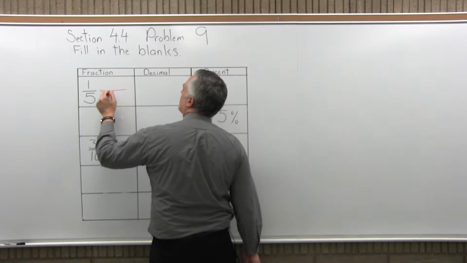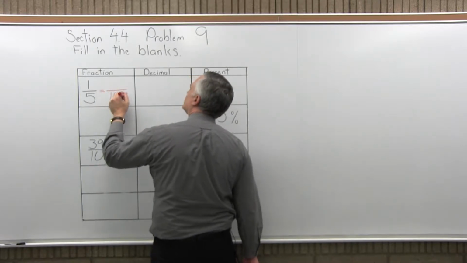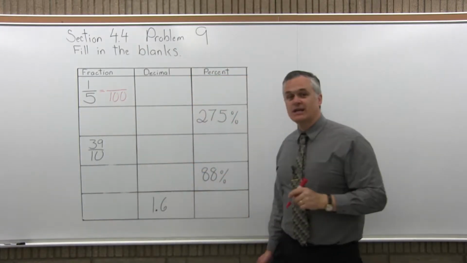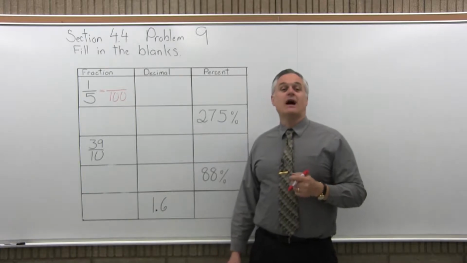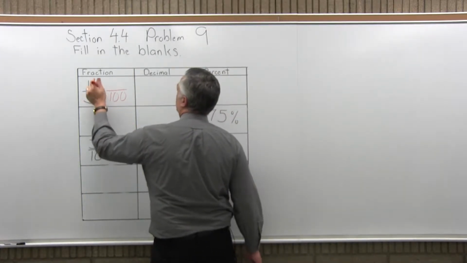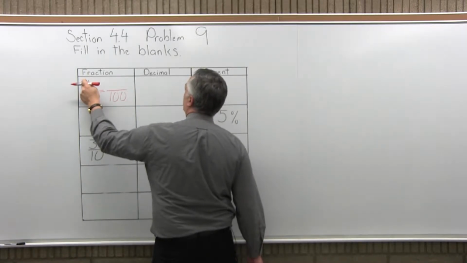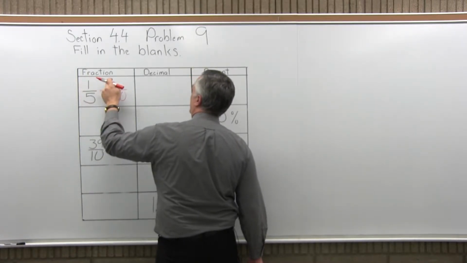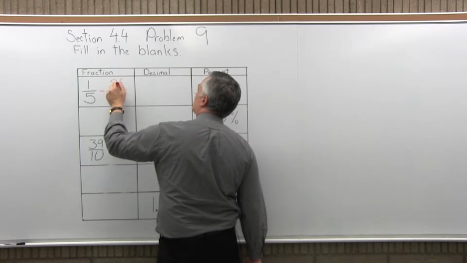multiply the denominator times some value so that it becomes a 100. Now in this case, I can. The denominator is 5. 5 times 20 is 100. So if I multiply the denominator times 20, I also have to multiply the numerator times 20. The numerator is 1. 1 times 20 is 20.